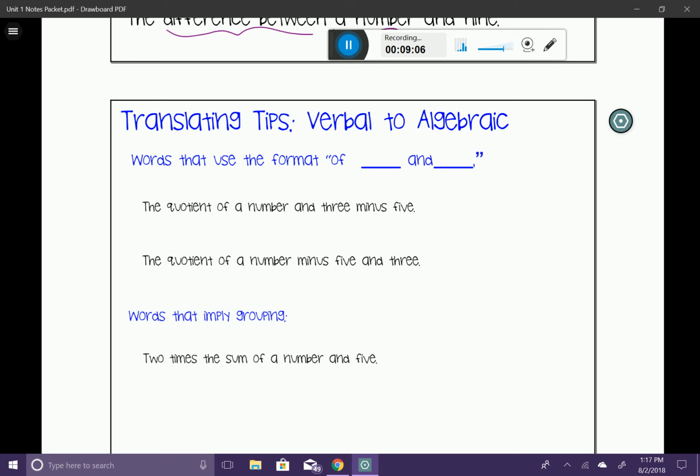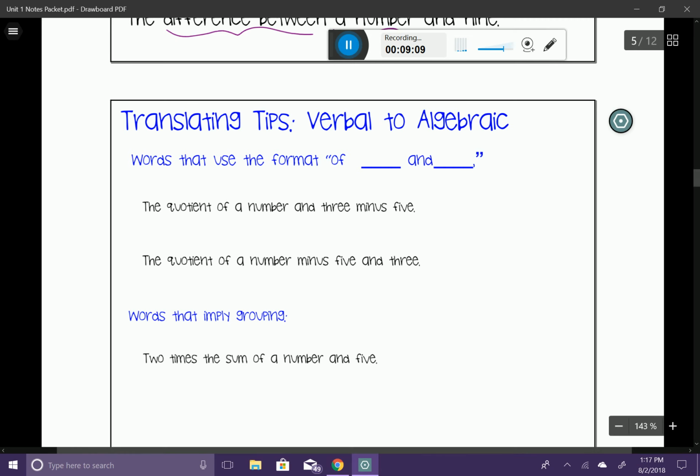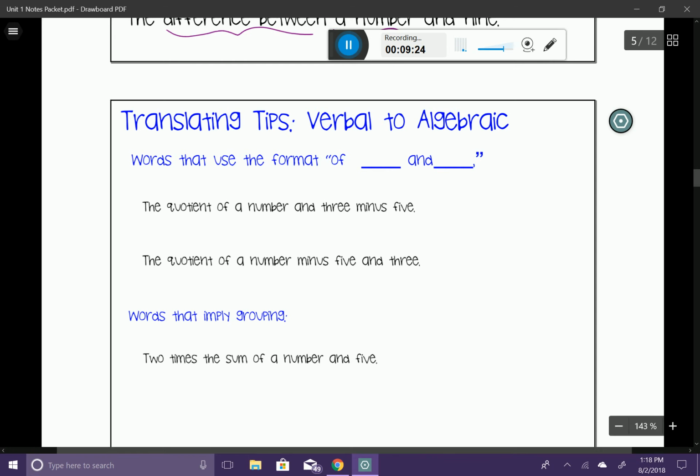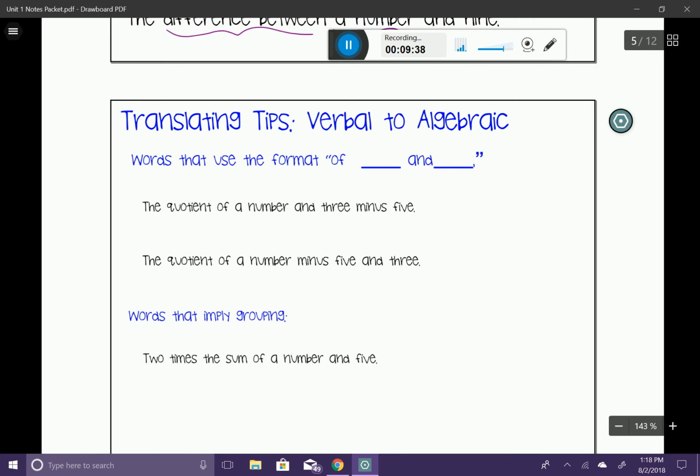All right, in this next one, we kind of already talked about this one, but we're going to talk about it again, and it's words that use the format of blank and blank. So again, we're using that quotient. These really show up whenever you're using division. So let me show you these two examples so you can see the difference between the two. The first one says the quotient of a number and 3 minus 5. And let's just real quick go to the second one. The quotient of a number minus 5 and 3. These can be a little tricky because they seem a lot alike. So let's just look at the first one and kind of break it down.